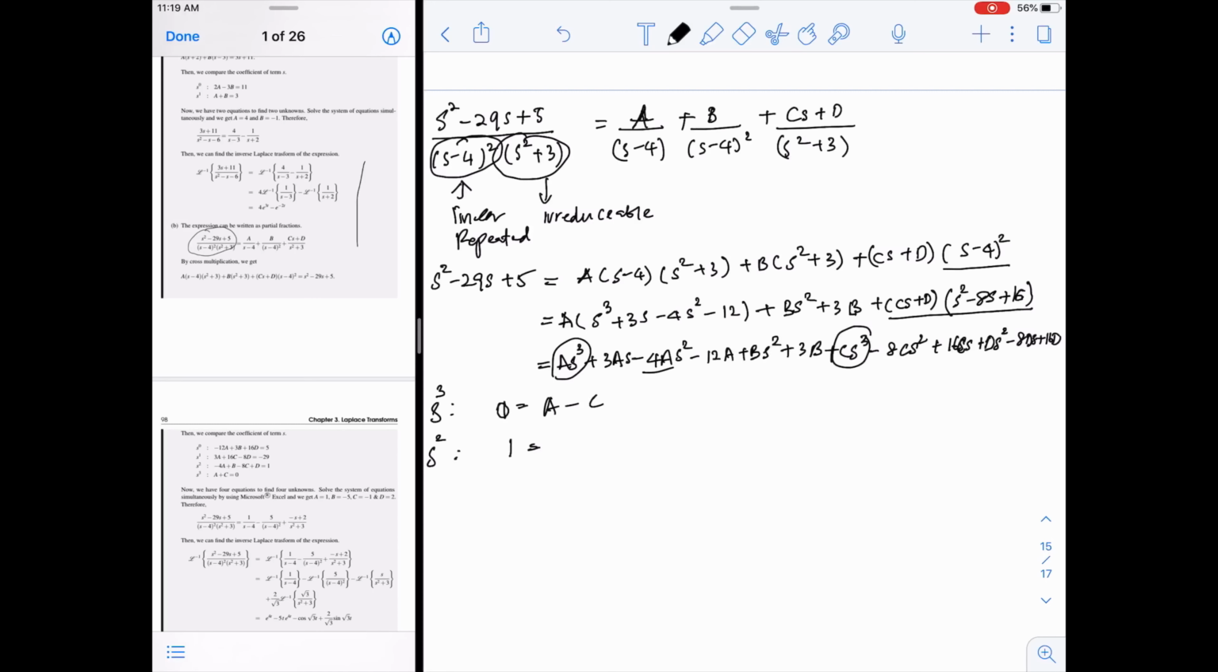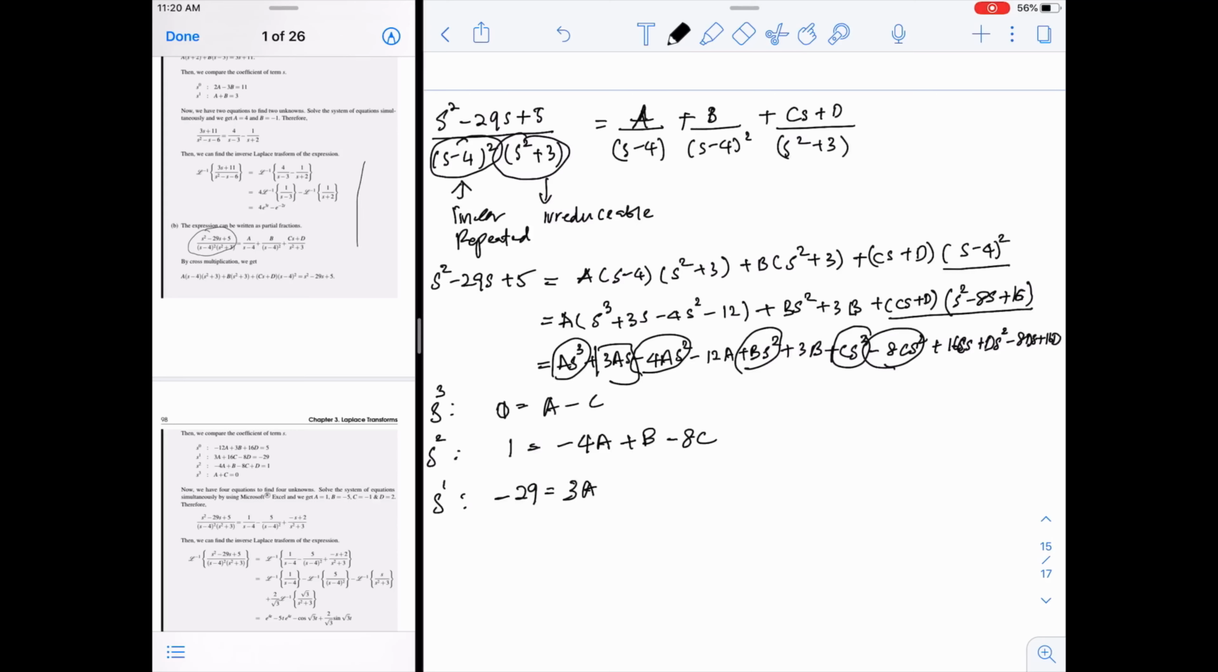For the power of 2, you have minus 4A, and then you have plus B, and then you have, what here? Alright, we have here minus 8C. Okay, we have done the s squared. Then go for s to the power of 1, where you have this one, and on the left hand side you have minus 29.